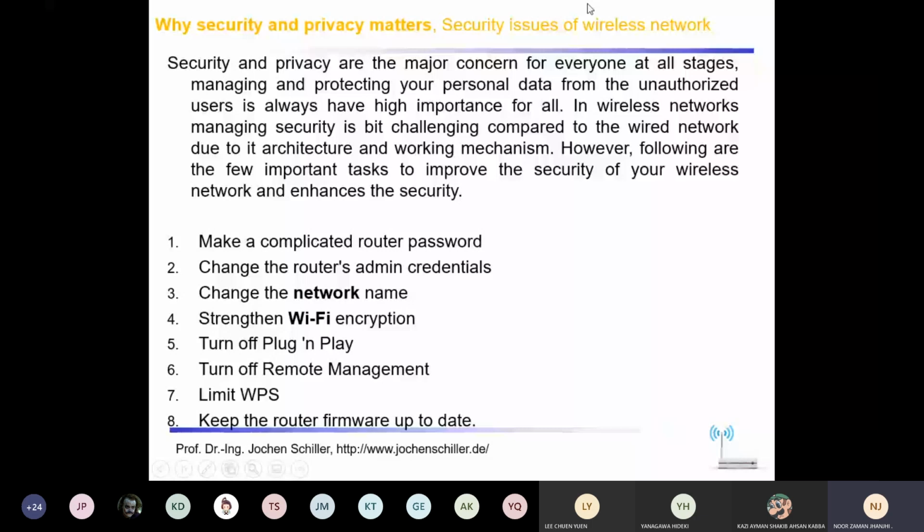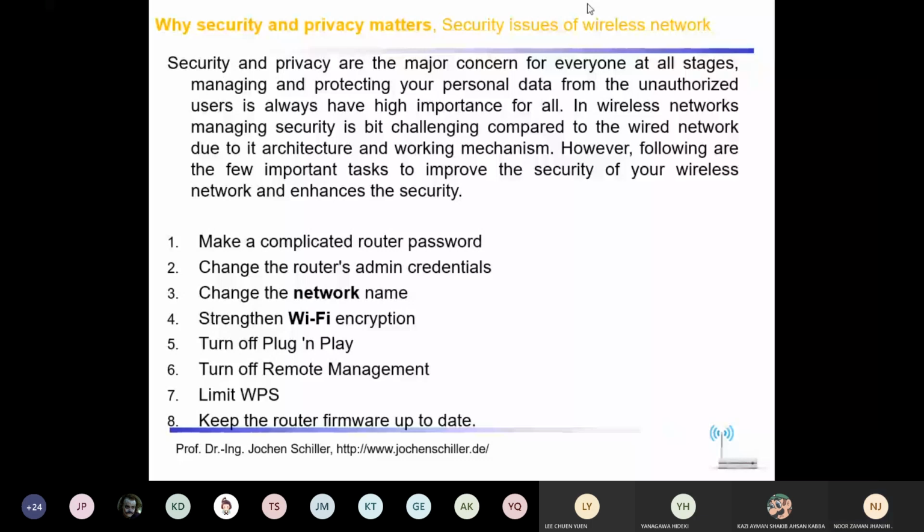In a wireless network, managing security is a bit challenging compared to the wired network due to the architecture and working mechanism, which is what we discussed in today's lecture. However, following are a few important tasks to improve and enhance the security of your wireless network. What are they? Make a complicated router password. These are things in our control, which we can control.